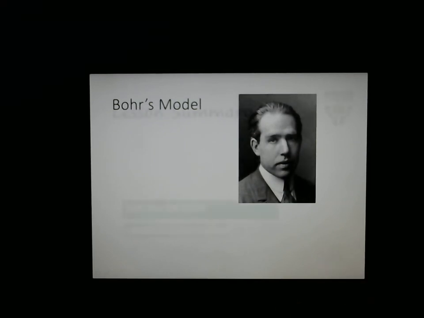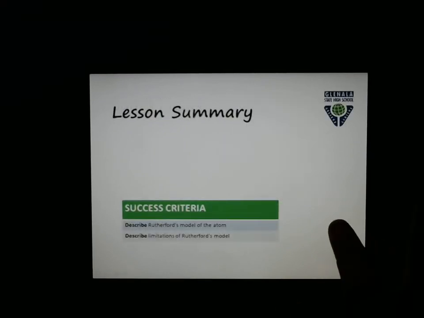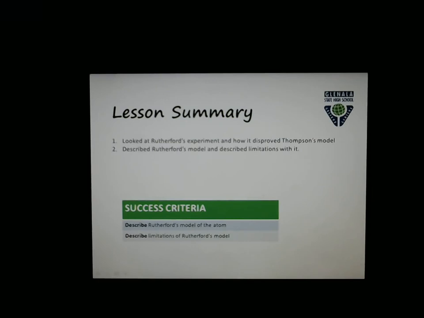So in this video, we have learnt the following. We have looked at Rutherford's experiment and how it disproved Thomson's model, and then we've described Rutherford's model and described the limitations with it. While that first point you don't really need, because you can see here Thomson's not mentioned, if you know where it's come from, it's a bit easier to explain the next step.